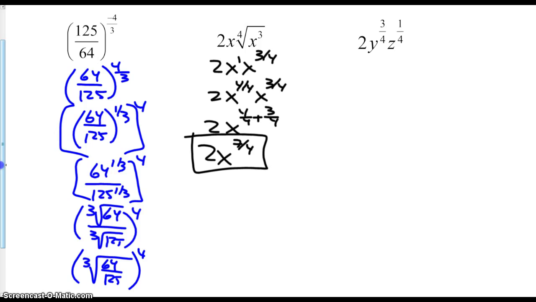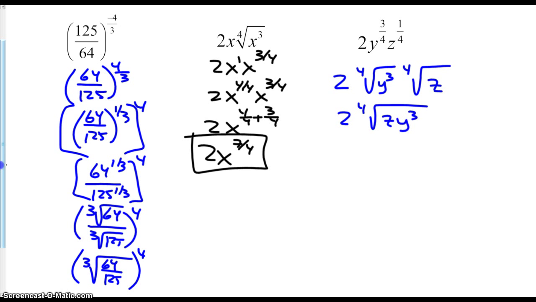Okay, and then let's do the next one. I've got y's and z's. They don't combine in any way, but since they're in exponent form, let's write them as radicals. 2, and then I'm going to have the 4th root of y cubed, and then I'm going to have the 4th root of z to the 1st, which I could combine if I want to. I could combine that into one root that has z y cubed, something like that, or y cubed z. That'd probably be the best way to write it. Okay. 2, 4th root of z times y cubed.